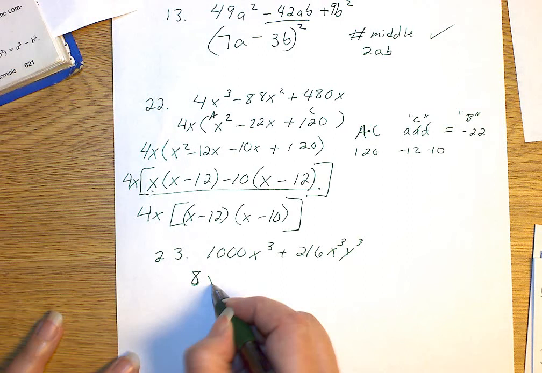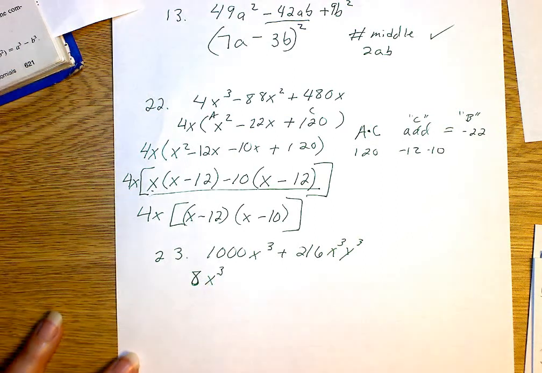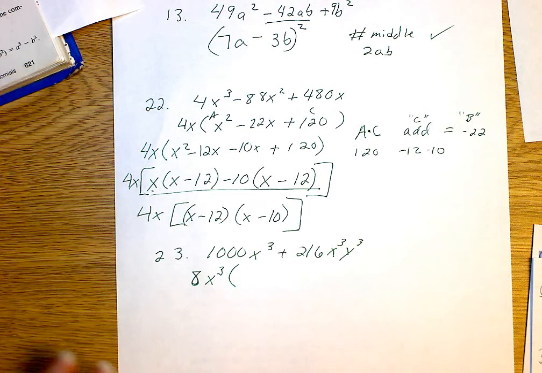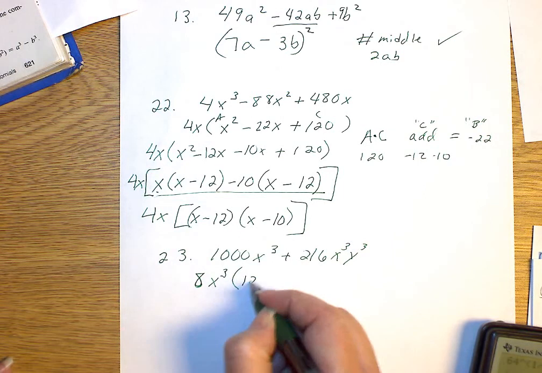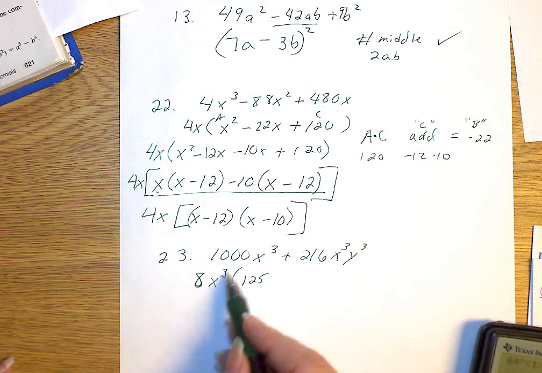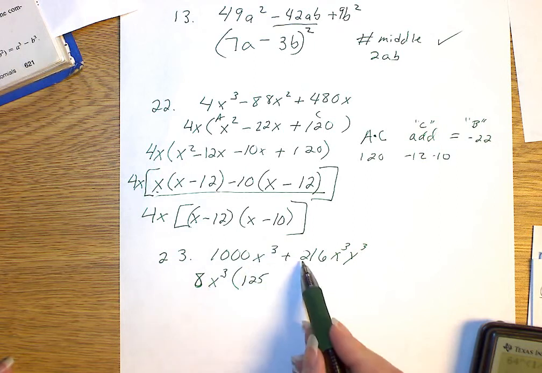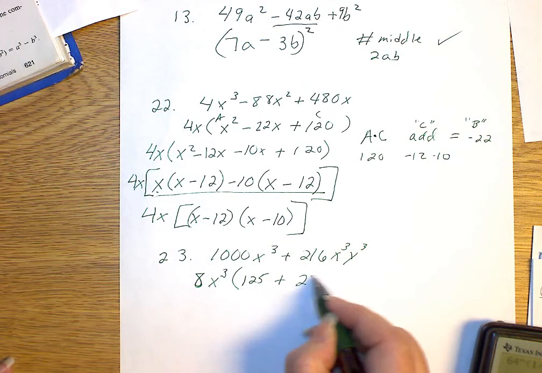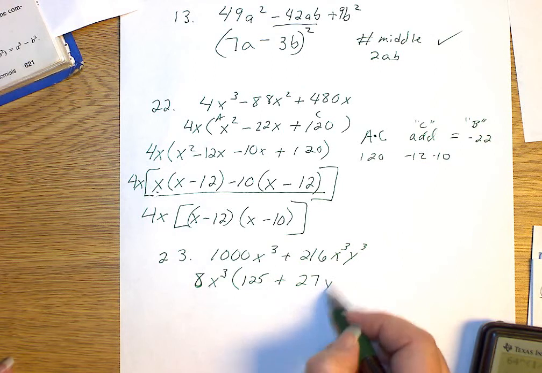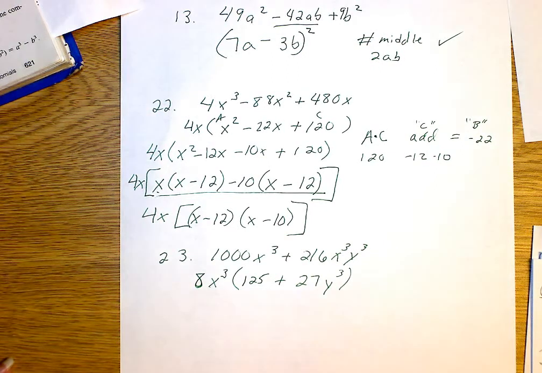X cubed is also in common. Then you have to ask yourself what's left over. So you take 1,000 divided by 8. And I took out my x cubed, so I can leave that there. And then 216 divided by 8. 27. And what do we have left? Y cubed. What do we notice of what's left?